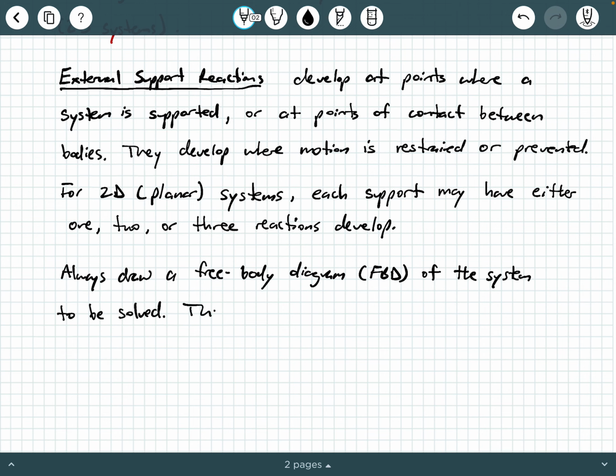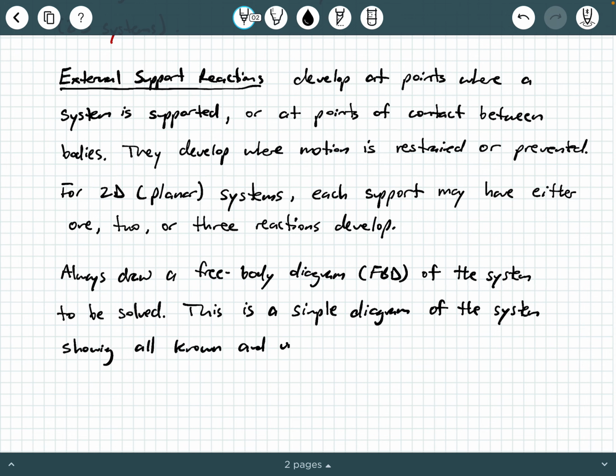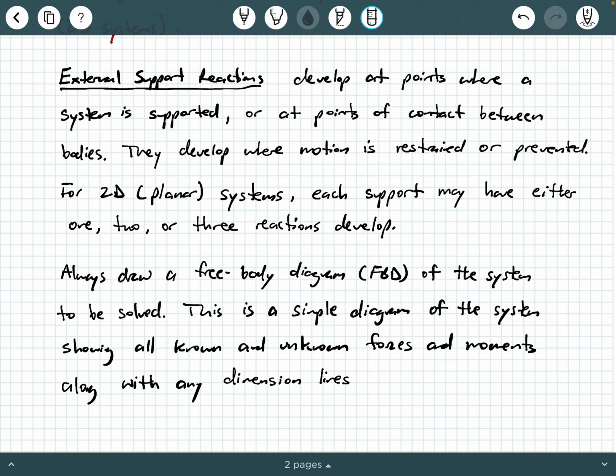Well, if you remember, this is a simple diagram of the system that you're dealing with, showing all known and unknown forces and moments, along with any dimension lines and angle measurements.